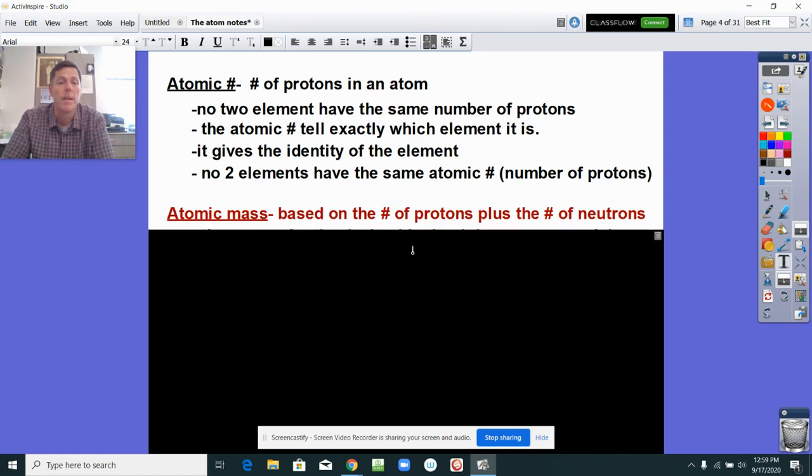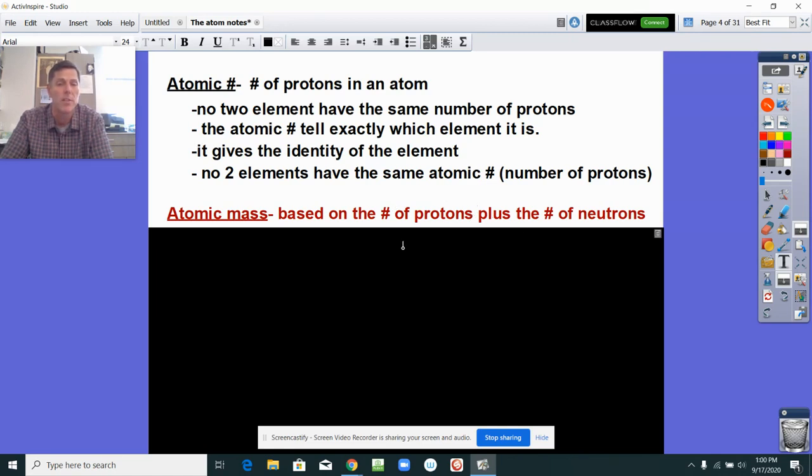Next one, atomic mass. This is a key one. This is why we need to know the mass of the proton and neutron, because the atomic mass, the mass of the atom, is based on the number of protons plus the number of neutrons. If I know those two things, I can get the mass of that atom, how heavy it is. And if I know the atomic number, I automatically know the number of protons.